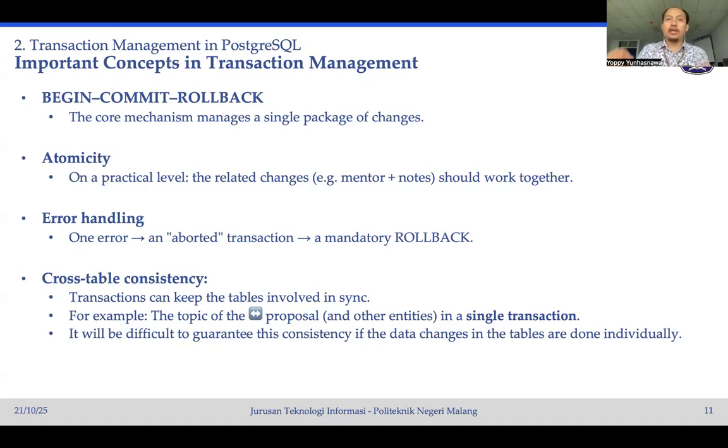If you are using transactions, you can wrap all the operations into one trigger or one stored procedure, and then in your application source code, you just call the name of the transaction. For example, call update proposal, done, and then the transaction itself will do the work. And then you will get the consistency.